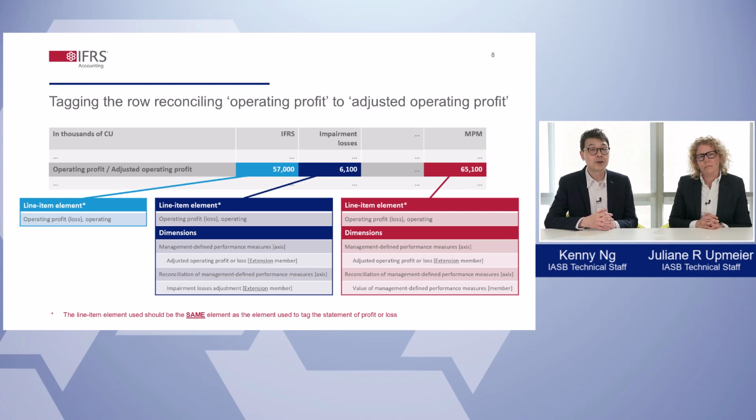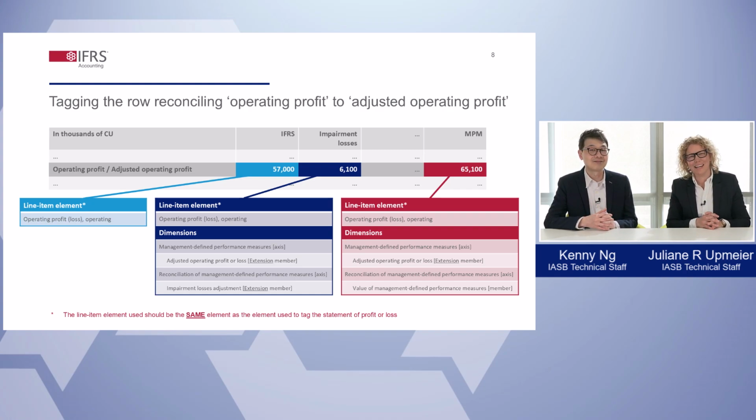An extension member for the MPM, in this case, adjusted operating profit and loss, and an extension member for the reconciling item, impairment losses. By tagging impairment losses of 6,100 using these two members, users are able to understand that the adjustment to operating profit relates to impairment losses, and that operating profit is adjusted for impairment losses to arrive at the MPM adjusted operating profit.